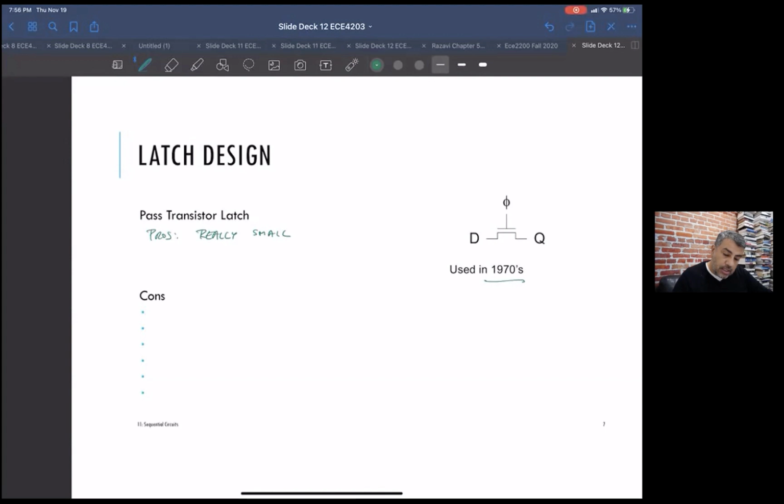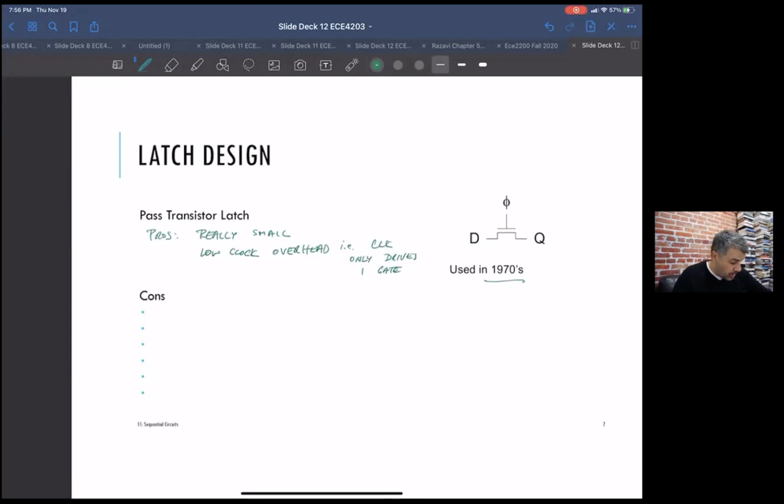And then sort of low clock overhead, meaning that, i.e., clock only drives one gate. As we'll see, as these things get more complicated, you keep putting more pressure on the clock. But it has a lot of problems, okay?